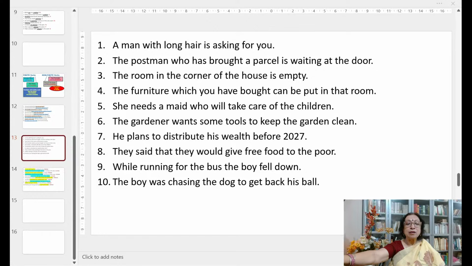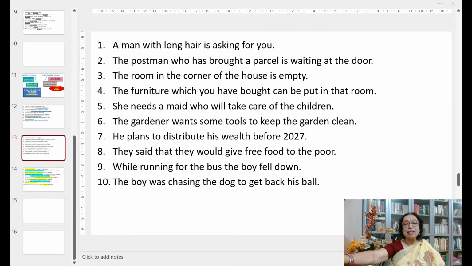The phrase or the clause is not a part of the sentence. Okay, now number 7, he plans to distribute is not correct. Anjana Bhargavji, he plans. Plans is a verb. It's the main verb. Main subject he, main verb plans. The rest of the sentence is a phrase. To distribute his wealth before 2027. That is the phrase. To distribute, again, non-finite, infinitive, his wealth before 2027.